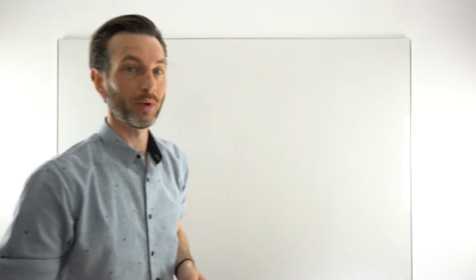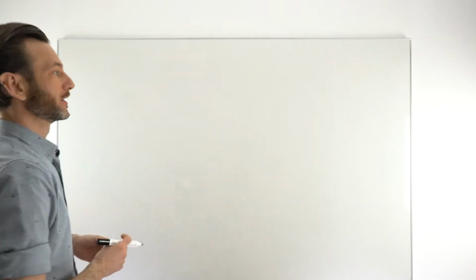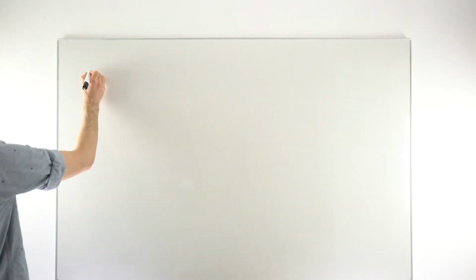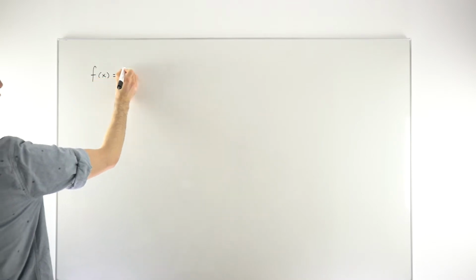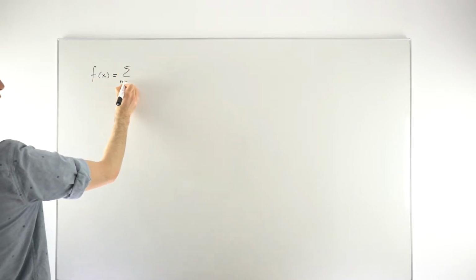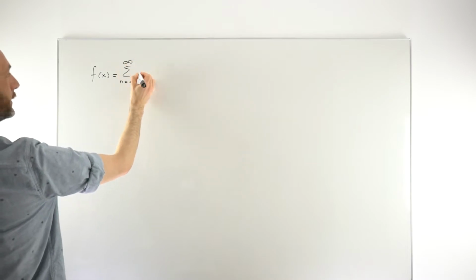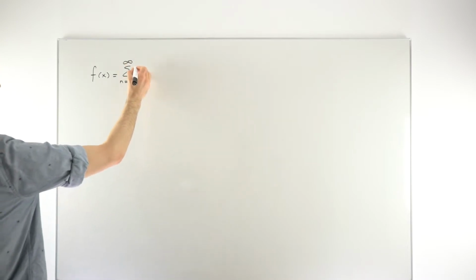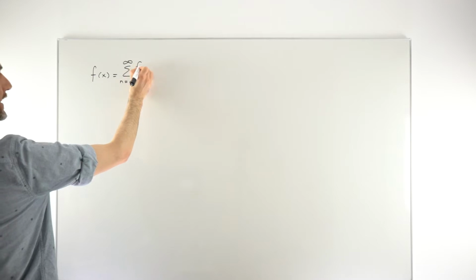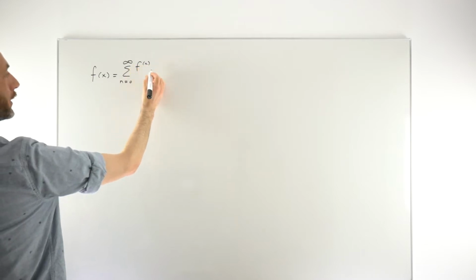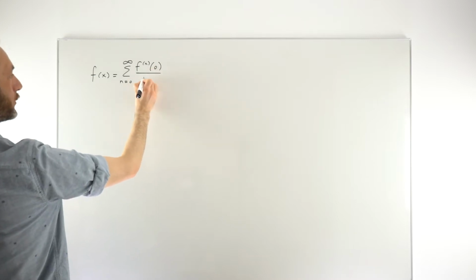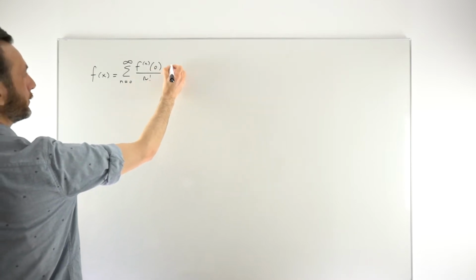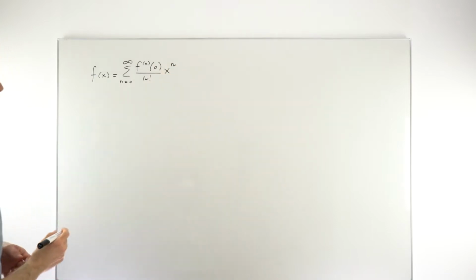Just as a reminder, because hopefully you've already seen Maclaurin series, we can use a Maclaurin series to represent a function, f of x, and the Maclaurin series expansion looks like the sum from n equals 0 to infinity of the nth derivative of the function evaluated at 0, over n factorial, times x to the power of n. So that's a Maclaurin series.